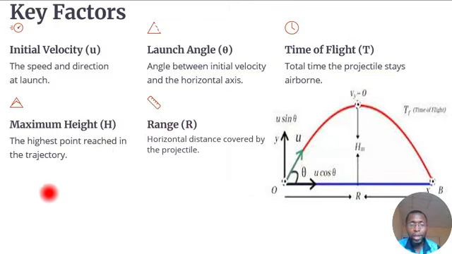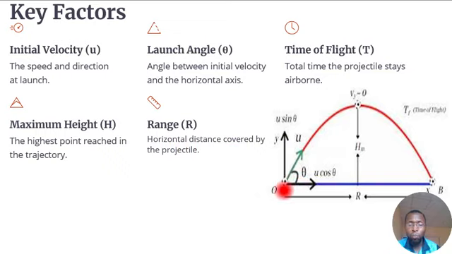The maximum height is the highest point reached in the trajectory. When the projectile is being launched, the maximum point it will reach before it comes down is known as the maximum height. And the last one is the range. The range is the horizontal distance covered by the projectile.